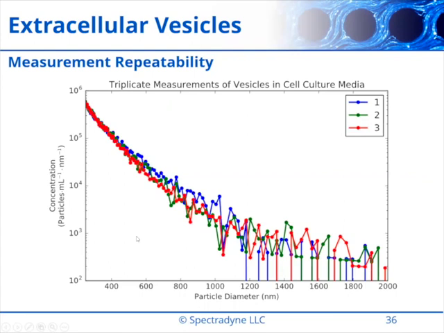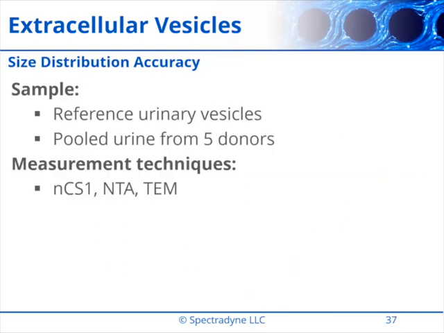Let me move on now to some more interesting information. This is a view of reference urinary vesicles, so measurements of pooled urine from 5 donors. The data I will be showing was actually presented at the annual meeting of ISEV, which is the International Society for Extracellular Vesicles. That was a meeting last year, in May, in Toronto. Our CEO, Jean-Luc Fraikin, presented this data. We're going to show information from the NCS1, from NTA, and from TEM.